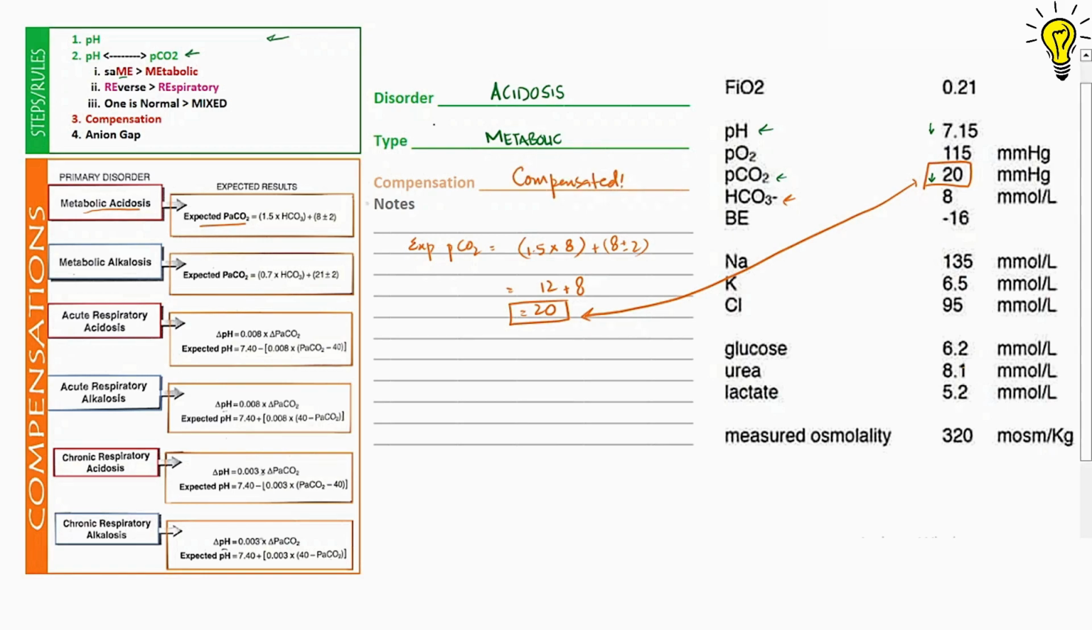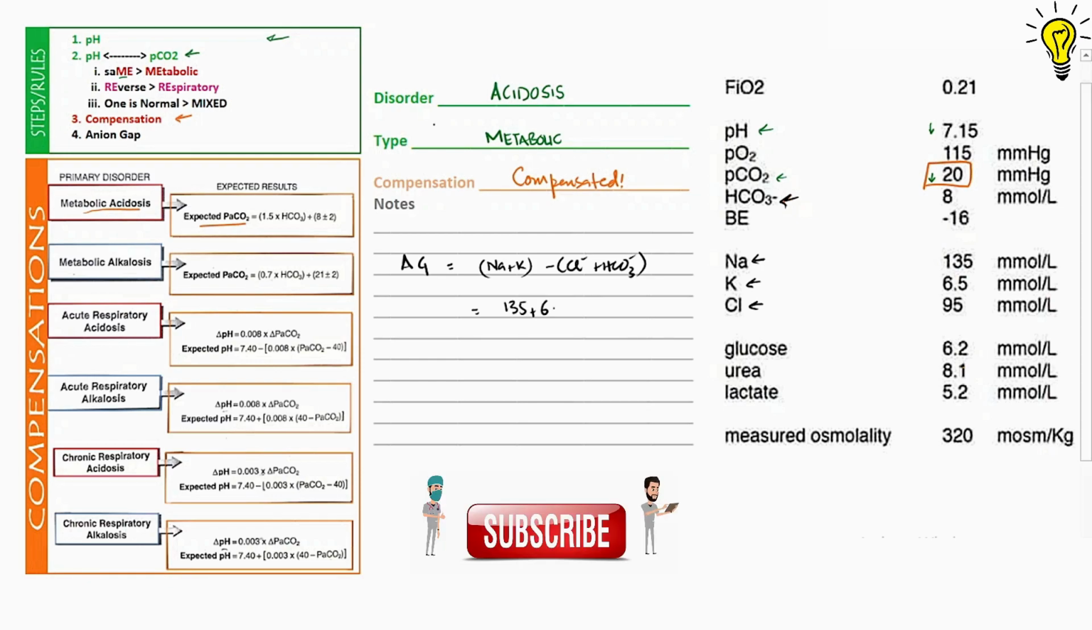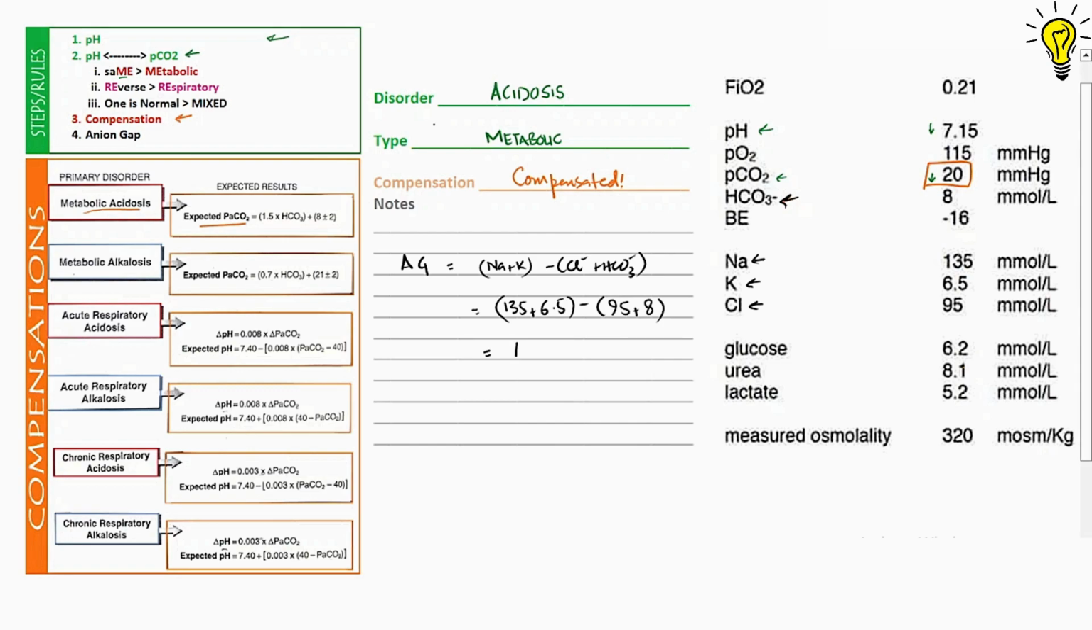Now let's see the anion gap here. So anion gap is equal to sodium plus potassium minus chloride plus bicarb. So putting in the values, this makes 141 minus 103, so 38. Normal is 16 plus or minus 4. So this is high anion gap metabolic acidosis.